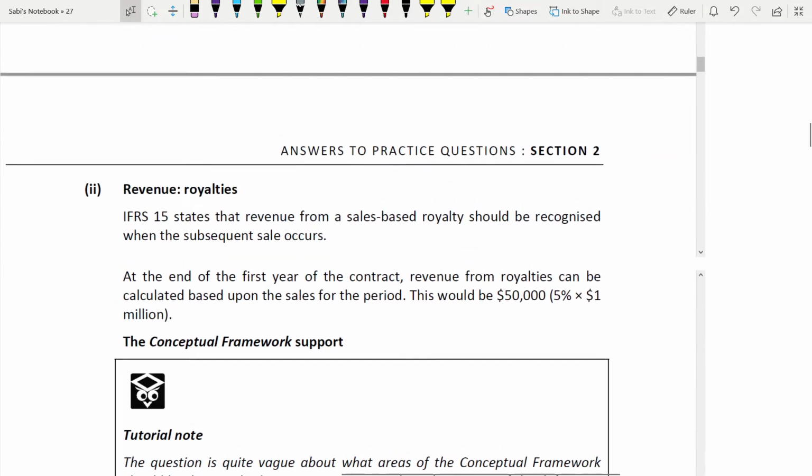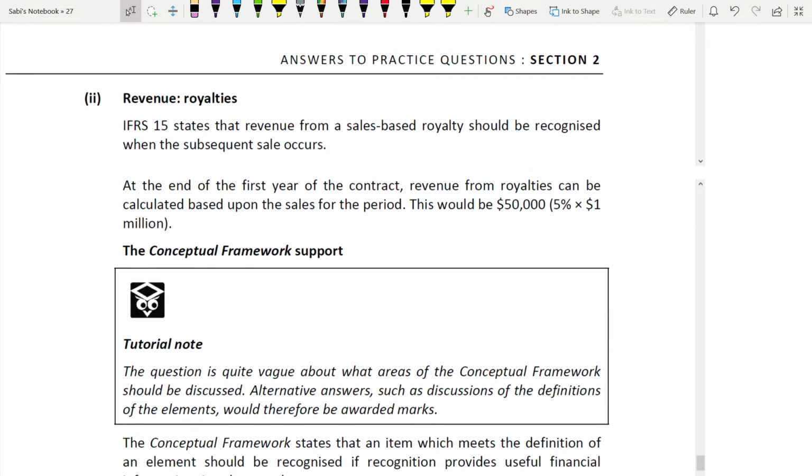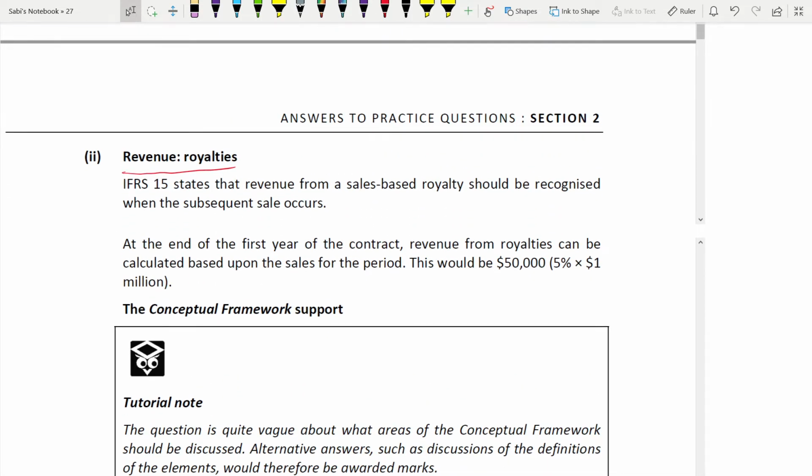Coming to the second one. So that's it for the first part, share valuation and revenue and all. Coming to revenue, which is related to royalty, and also the conceptual framework support. So two things we need to answer. And if you are answering two things in one requirement, make sure that you are using subheadings, two subheadings.